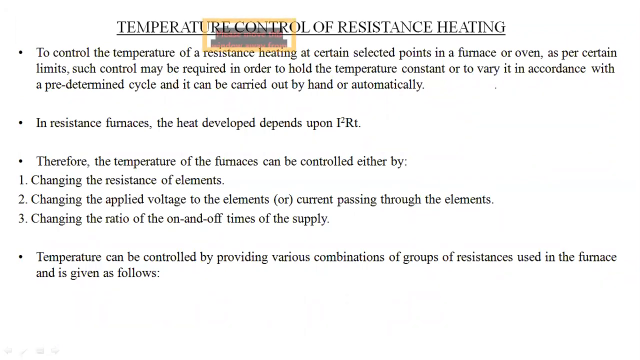elements, changing the applied voltage, and changing the ratio of on and off times of the supply. Here the third one is nothing but when you want to switch on the supply and how much time you require to heat the charge, the substance or the material you want to be heated. After the process is done, you switch off the supply. So you have to consider the on and off time also. Based upon the on and off time of the supply, we can easily control the temperature of your heating.